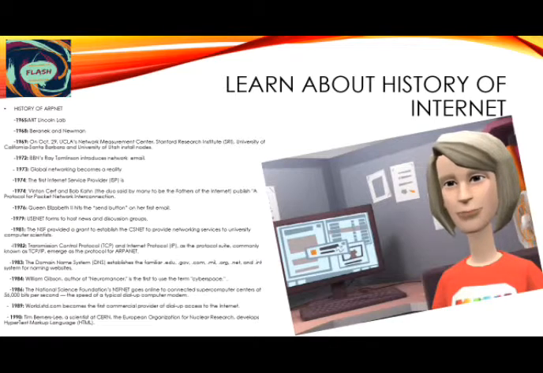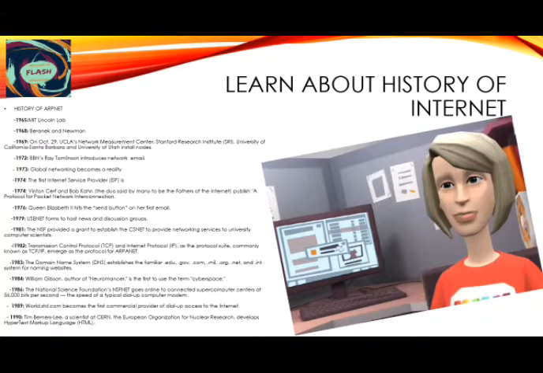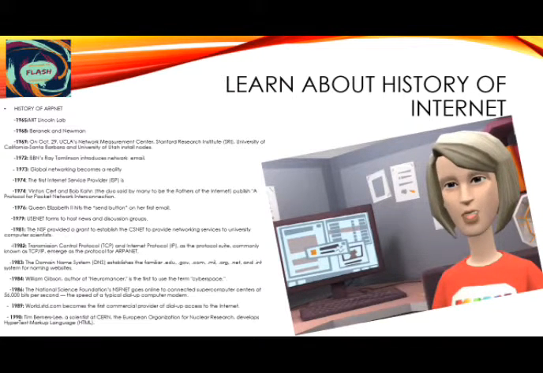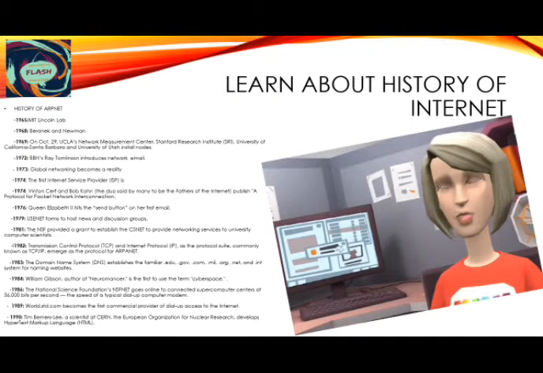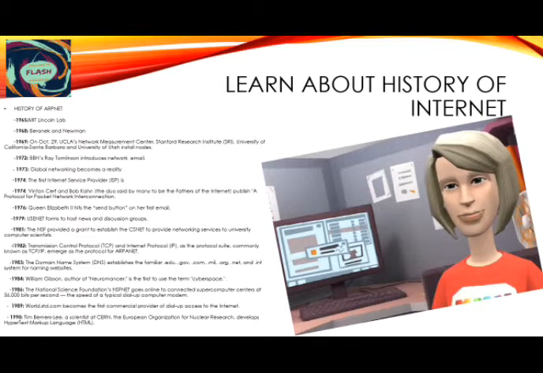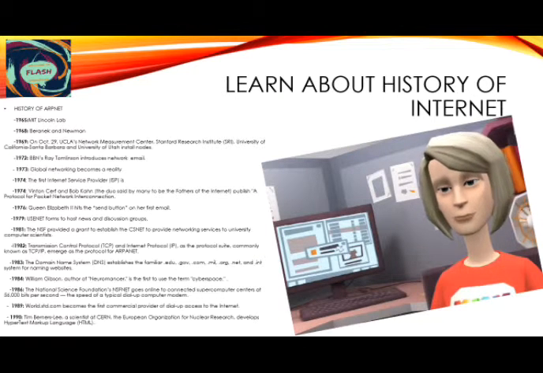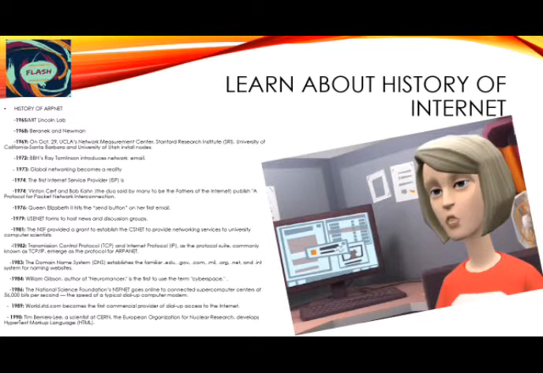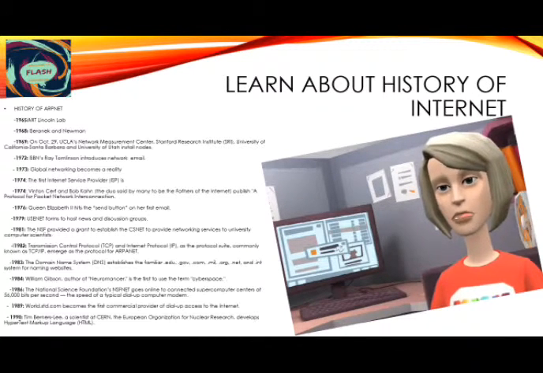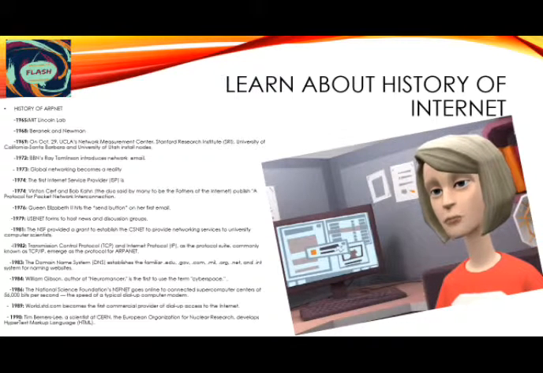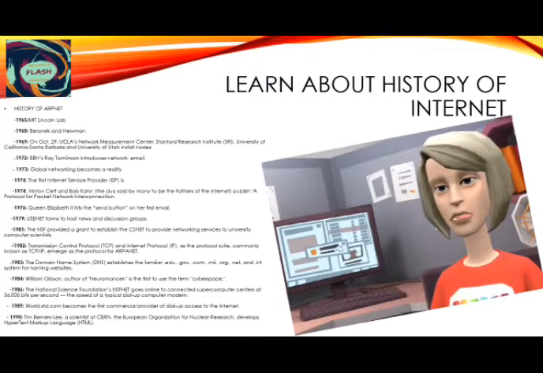In 1983, the Domain Name System, DNS, establishes the familiar .edu, .gov, .com, .mil, .org, .net system for naming websites. This is easier to remember than the previous designation for websites, such as 123.456.789.10. In 1984, William Gibson, author of Neuromancer, is the first to use the term cyberspace. In 1985, Symbolics.com, the website for Symbolics Computer Corporation in Massachusetts, becomes the first registered domain.